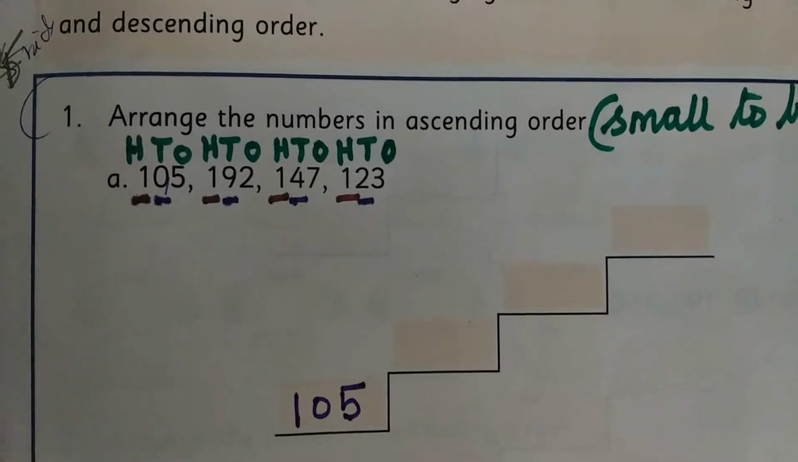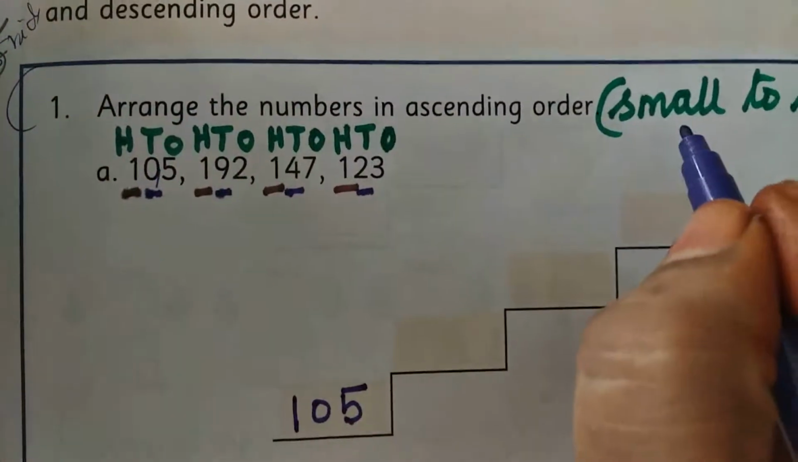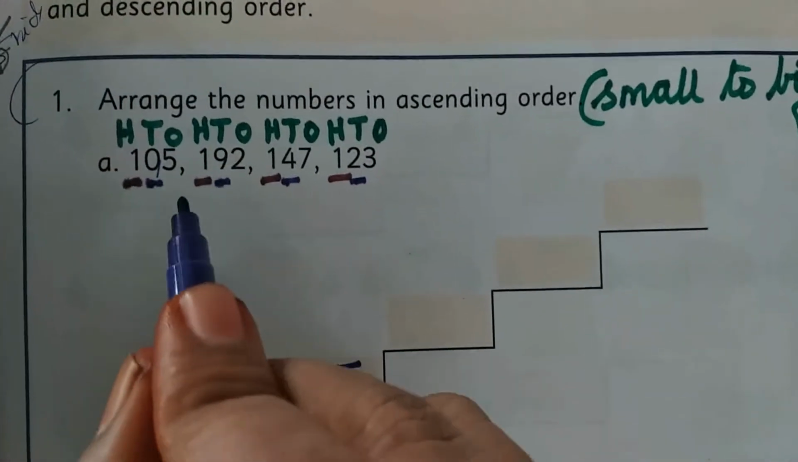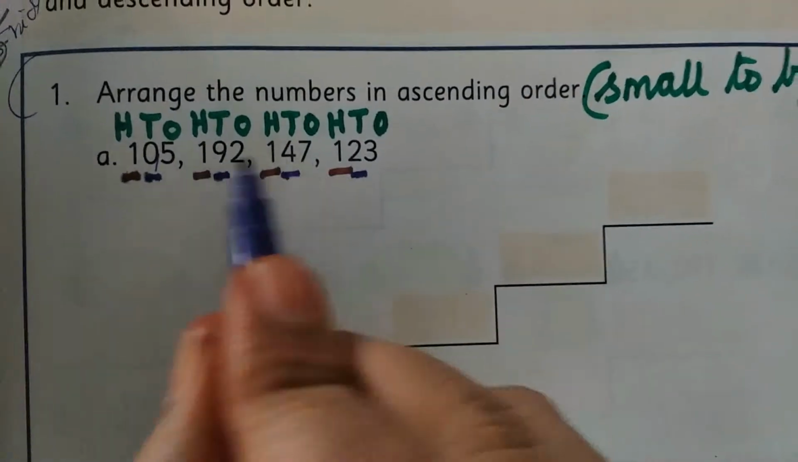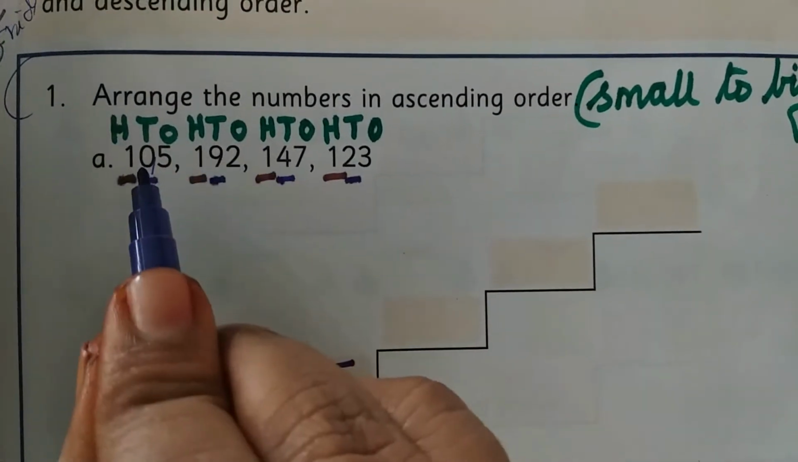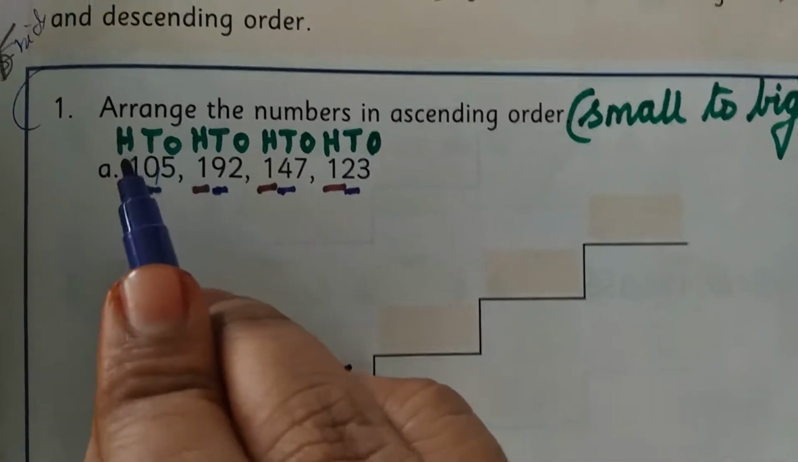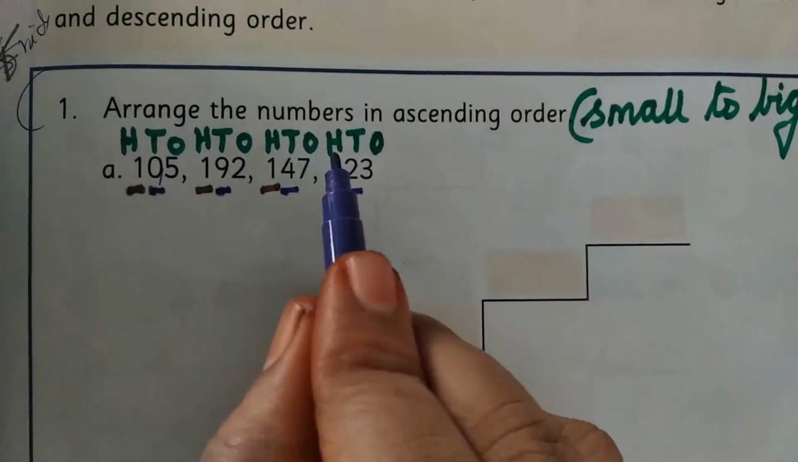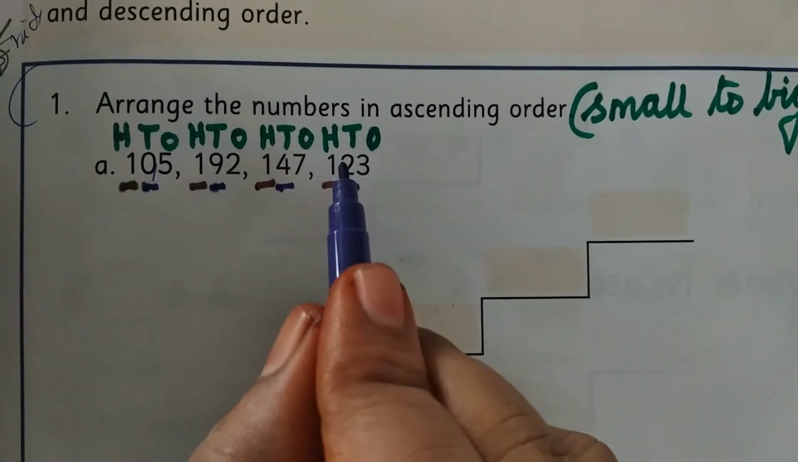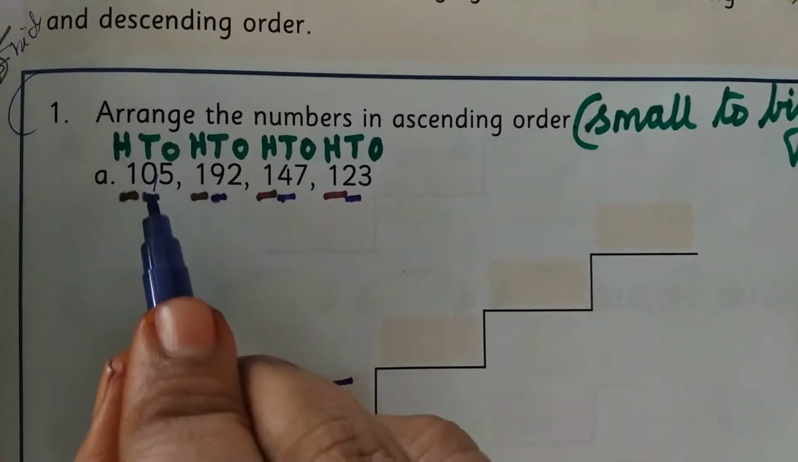105. Okay, so ascending order means from small to big we want to write. So we are finding which is the smallest number. So to find the smallest number we will compare in the hundreds place, tens place and ones place. So we are comparing hundreds place. For all the numbers we have same 100. So we are moving to the tens place.